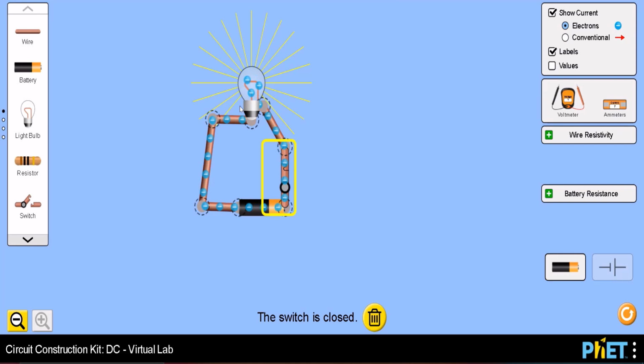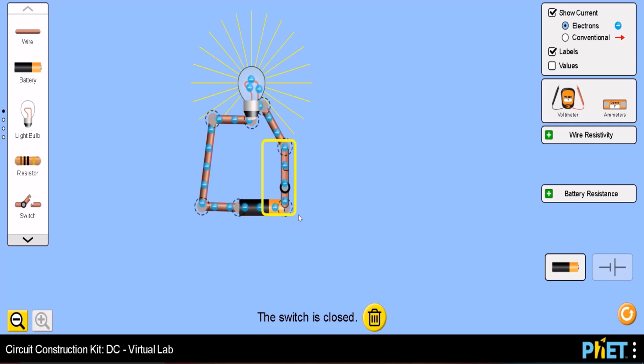This bulb is also called load. In fact, any electrical appliance is called load because it uses electricity for its functioning. So whether it is a bulb or a heater or washing machine, television, refrigerator, all these appliances are termed as load. So this is how we join the circuit.